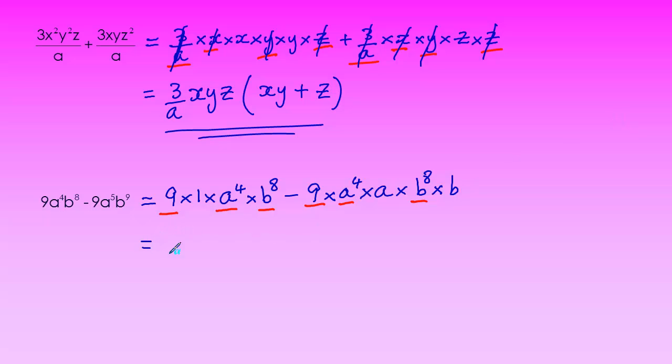So we've got 9, a to the 4, b to the 8, open a bracket. So let's take those things out. What have we got left? Here we've just got a 1 left, then you've got a minus sign, and then we've got a times b.